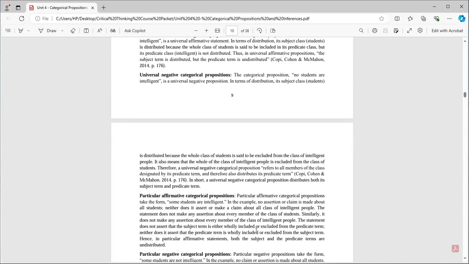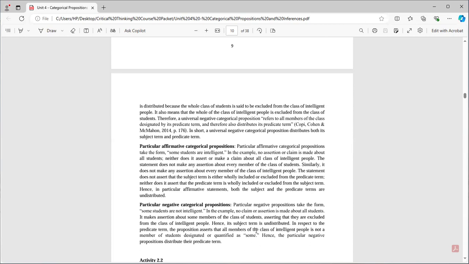So in a particular affirmative proposition, the subject class is undistributed. The predicate class is also undistributed because it's not distributing all of them. It's distributing only some. And once it's some, it is not distribution. It is only distribution when it is all of them.